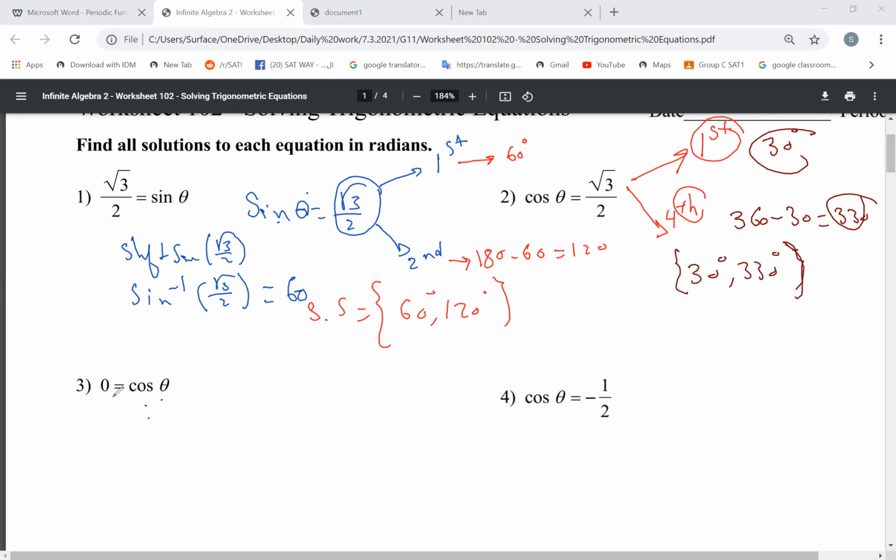Cosine theta equals 0. Cosine theta equals 0, we need the unit circle. 90, okay. This is 1 and 0, the unit circle. 0 and 1, -1 and 0, 0 and -1. This is cosine, and this is sine. Again, this is cosine, and this is sine. Sorry. Y is sine and X is cosine.